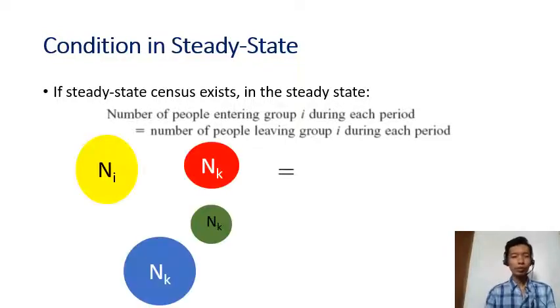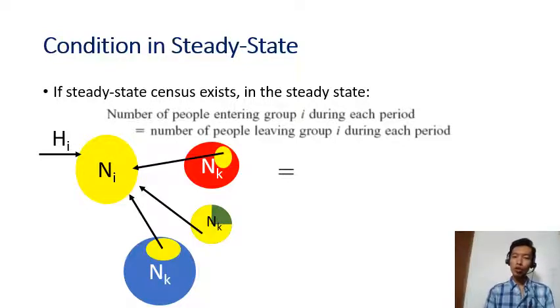Here's an illustration. You have several groups, and the number of groups is denoted by N. So Ni is the number of people in the yellow group. We have people entering the yellow group in this period. Let's denote it as Hi. And then we also have people who enter the yellow group from the other groups. So from the red, green, and blue, a portion of each group enters the yellow group. Those are the people who enter the yellow group in this period.